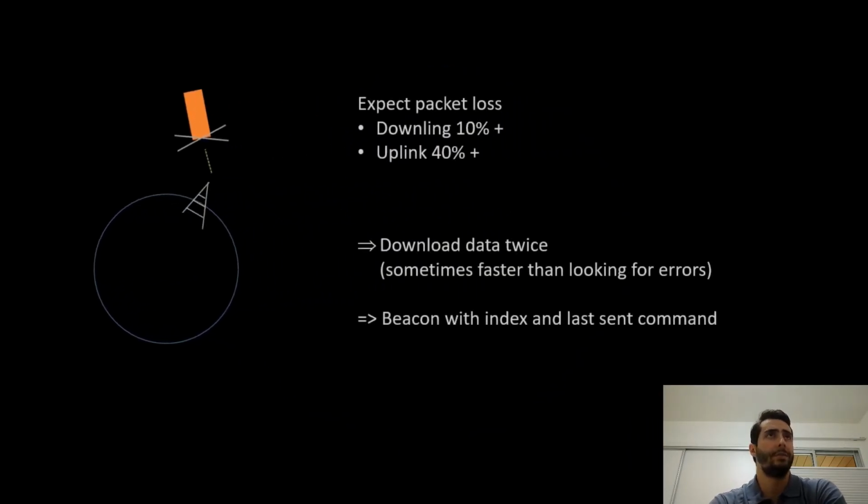So here's an idea. During a satellite communication, we expect packet loss. On the downlink, we expect more than 10% of packet loss. This is from previous experiments with satellites already in orbit. But the problem is not so much the downlink, but also the uplink. The uplink is very problematic. Amateur radio frequencies are very polluted and it's very hard to get the message up in the sky.